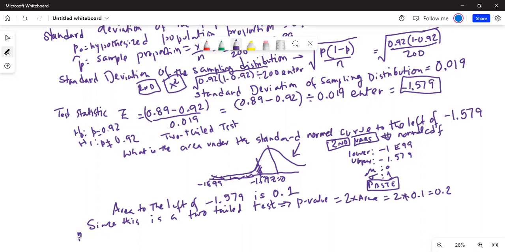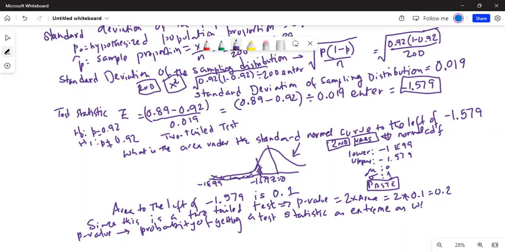What is the p-value? The p-value is the probability of getting a test statistic as extreme as what we have obtained.